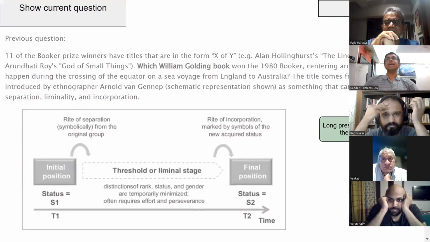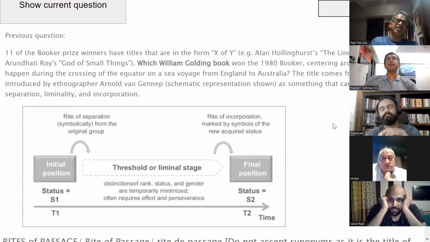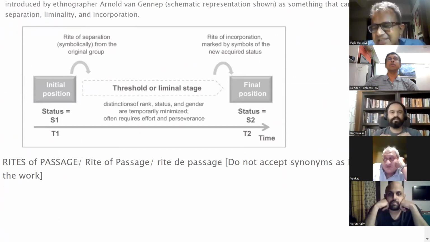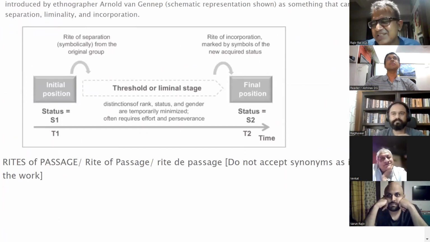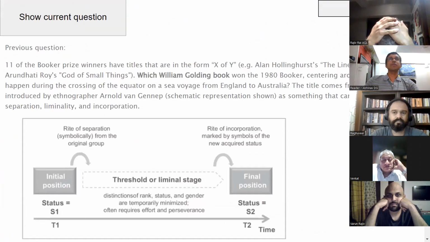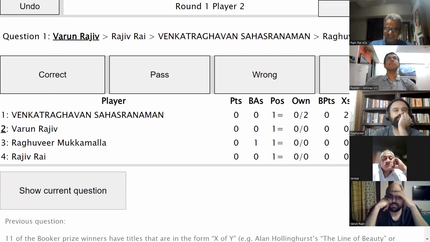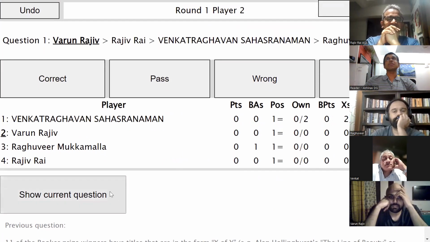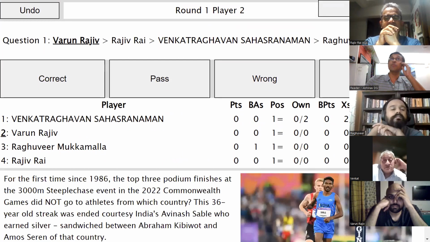Rites of Passage is absolutely correct. William Golding's 1980. The only reason I didn't answer Rites is because of the word Passage. Right was there in the visual. I thought you would put it in: rite of separation, rite of incorporation, so rite of passage. So it was literally a passage. Nice book. Do read it. I have it with me if you want to borrow it.